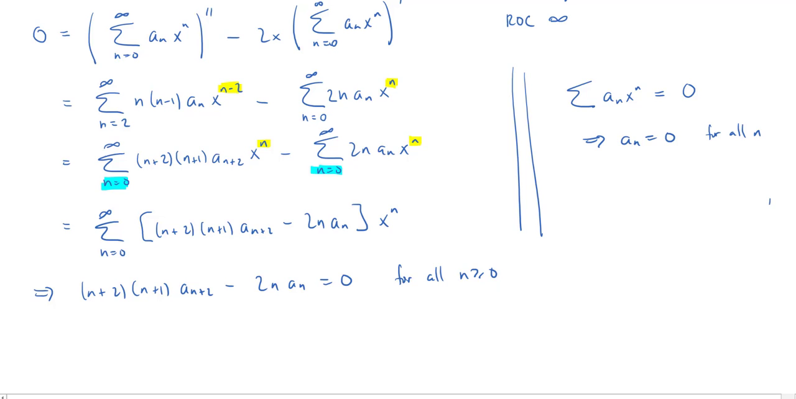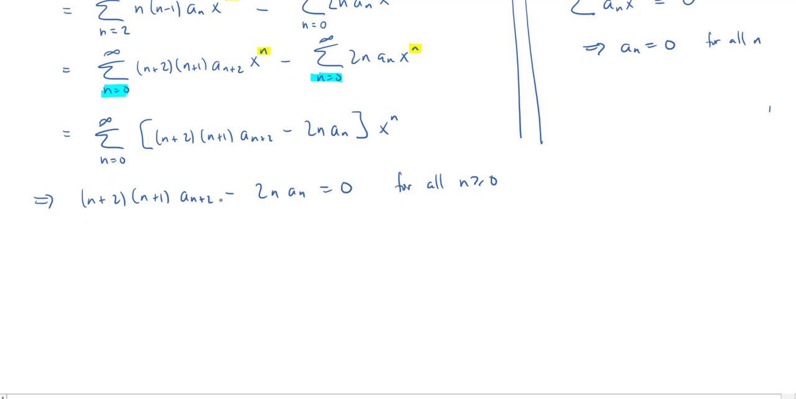Okay, so our general method from here is to solve for the coefficient with the larger index. So in this case, that's n plus 2. So I have a_{n+2} equals 2n over n plus 2 times n plus 1 times a_n. Of course, normally you would think to leave the a_n up top. It turns out for what we're going to do next, it's a little nicer to write the a_n on the side. Okay, and again, this is for all n at least 0.